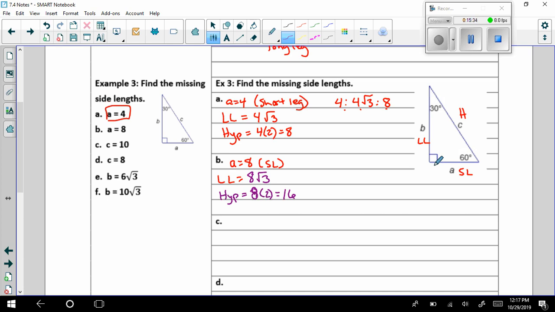All right, so what if we're given the hypotenuse? So in this case, the hypotenuse is 10. Well, remember, the hypotenuse is 2 times the short leg. So if we take half of the hypotenuse, we get the length of the short leg. And then the long leg is the short leg times the square root of 3.